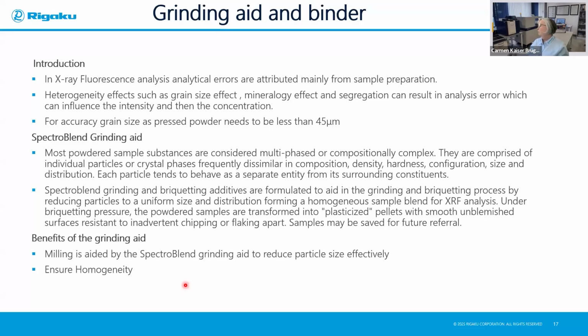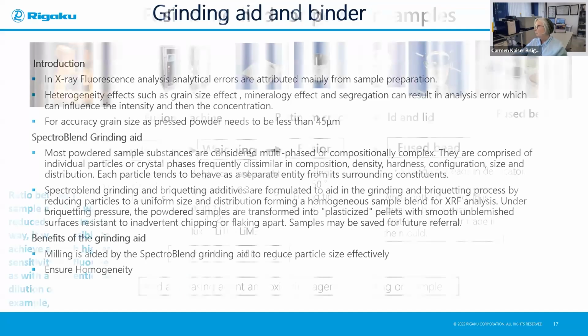So once we've reduced particle size and we press the sample with the spectra blend, the powdered sample transforms into a plasticized pellet, which will produce a very smooth analytical surface with no blemishes, no scratches, and the surface is resistant to chipping or flaking. So this is very important for XRF. We can also keep the integrity of the sample later on by storing it in a desiccator, for example.